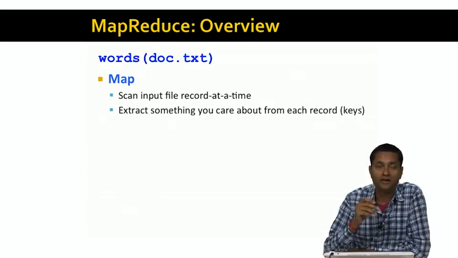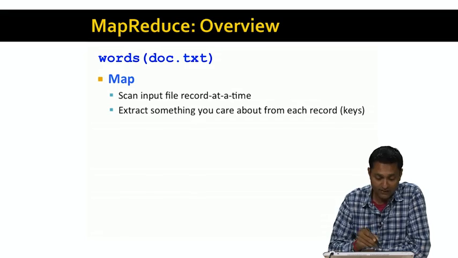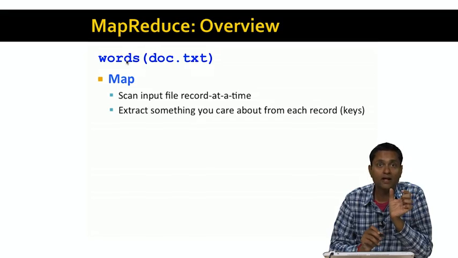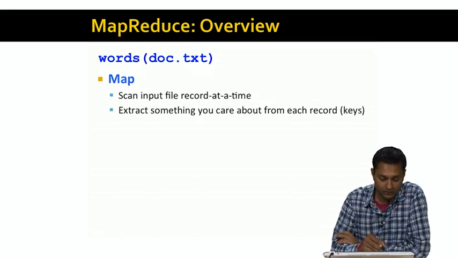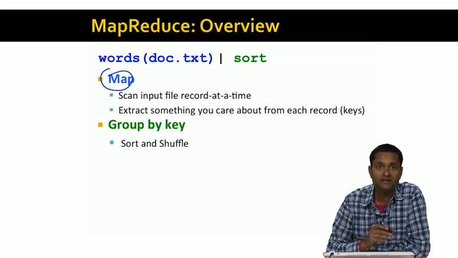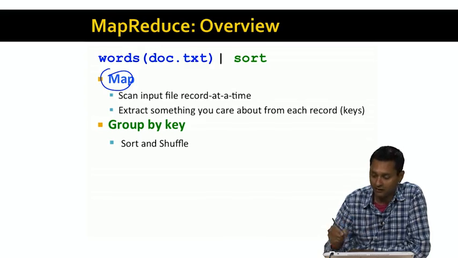So let's look at an overview of MapReduce using this example, right? The first step that we did was we took the document, which was our input, and we wrote a script called words that output one word to a line, right? And this is what's called the map function in MapReduce. The map function scans the input file a record at a time, and for each record, it pulls out something that you care about. In this case, it was words. And the things that you output for each record, you can output one or multiple things for each record, are called keys.